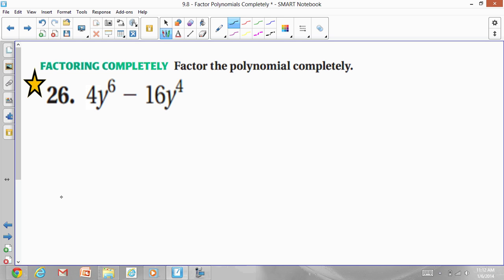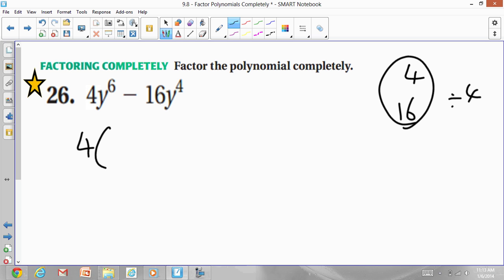Copy question number 26. Factor the polynomial completely. You got to like these questions because you already have something that is common. So I have a 4 and a 16. They both have 4 in common. So I'm going to pull out the 4. And so the 4 is done.